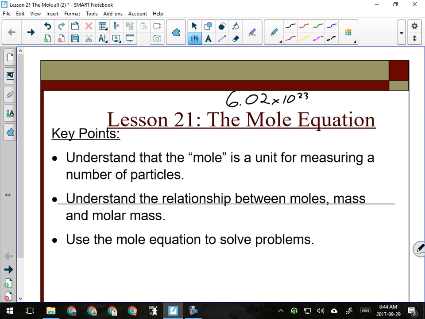If I have 1 mole of something, I have that many of it. It doesn't matter what I have. If I have 1 mole, that's how many I have. So if I'm talking about water, that's how many molecules of water are in 1 mole. If I'm talking about sodium, that's how many atoms of sodium are in 1 mole. It's always the same, in the same way that if I have a dozen eggs, it's 12, and a dozen donuts is still 12. Everybody follow there?